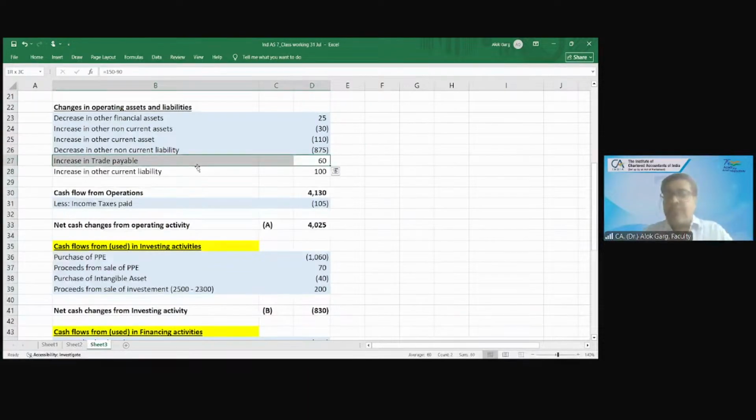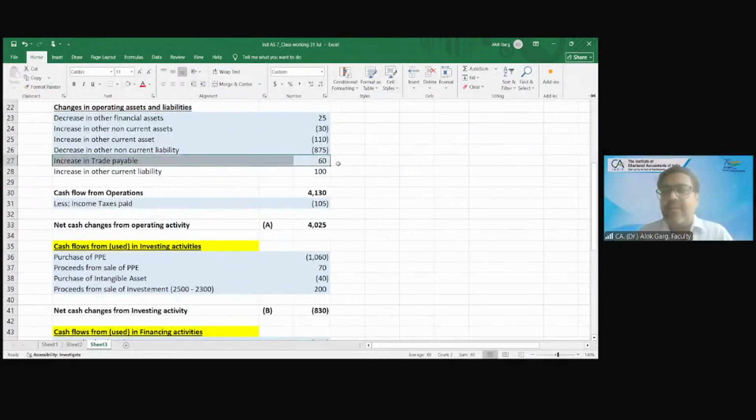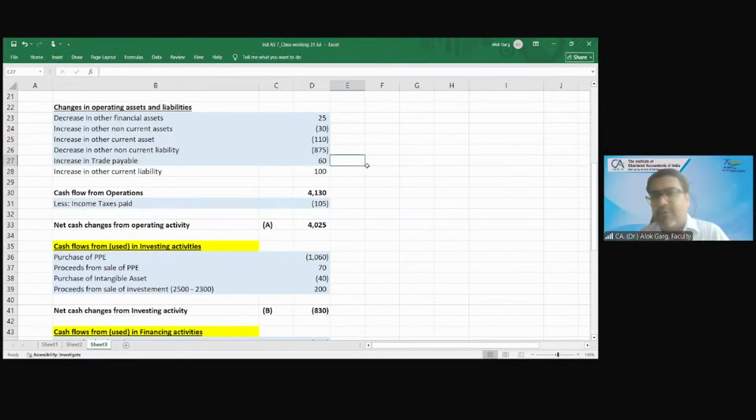When your trade payables are increasing, liabilities are increasing, it means you are not paying cash, so your cash flow is increasing. If you understand one thing, that an increase in current assets gives negative cash flow, then what will a decrease in current assets give? Positive. If a decrease in assets is positive, then what will a decrease in liability be? Negative. So what will an increase in liability be? Positive. If you understood one equation, you will understand all three equations. Just reverse.